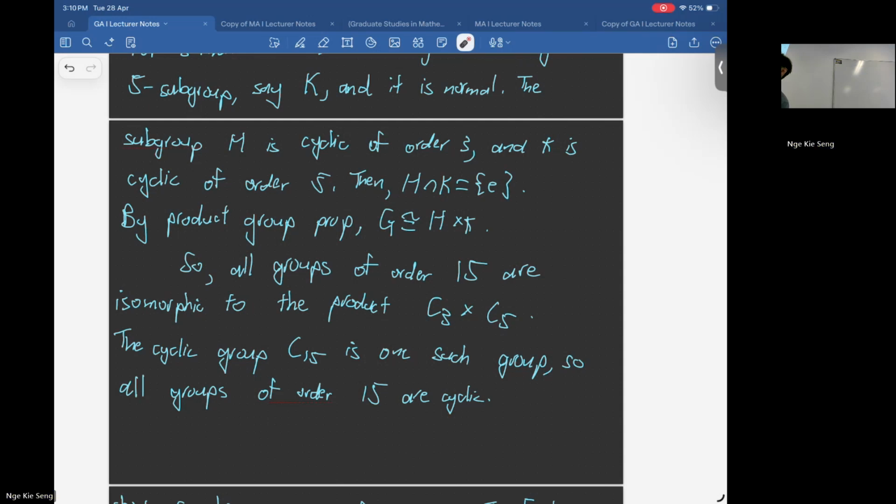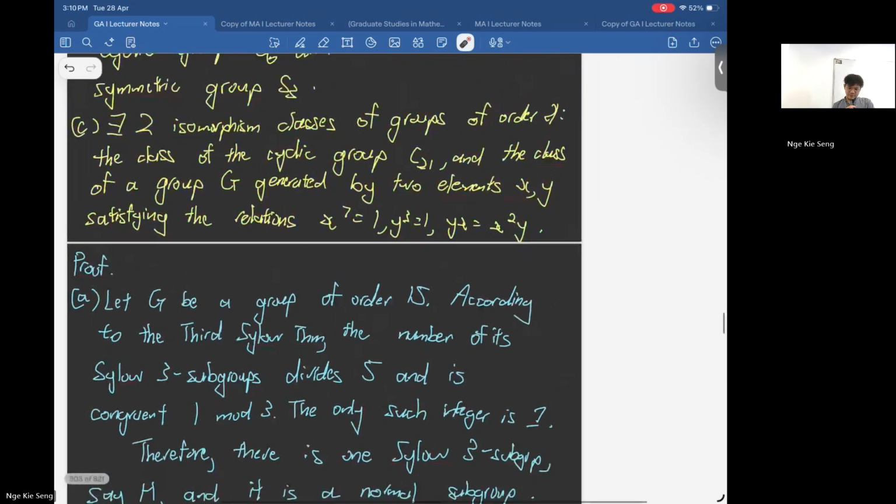Try 1. You go plus 1, plus 1, and after 15 times you get back to 0. It's the LCM of the orders of the two components. Any questions so far? No questions. Okay.